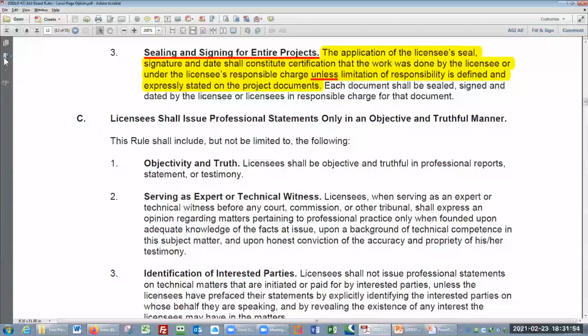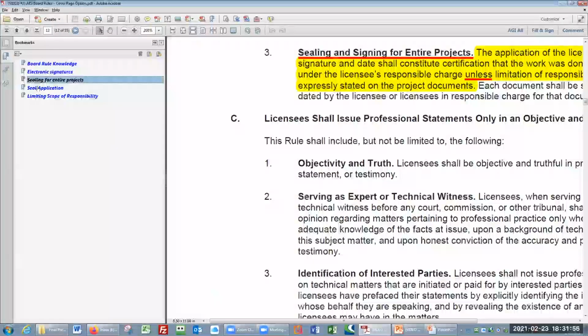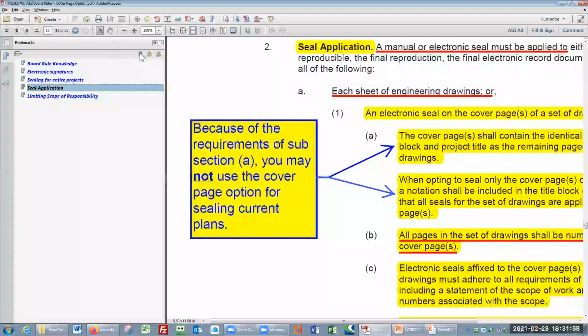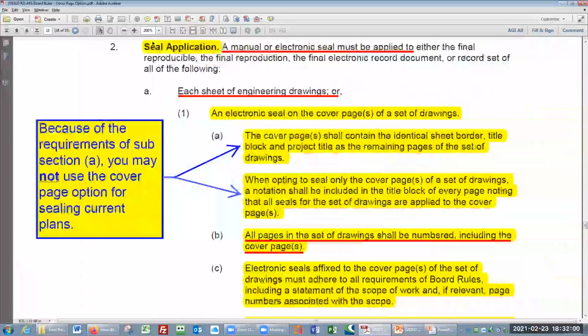All right, so let's move on to the next one. So this is the beginning of the new part that applies to using cover pages. Most of what you see in front of you was not on this page prior to the approval in August of 2020 for the use of cover pages instead of sealing every page.